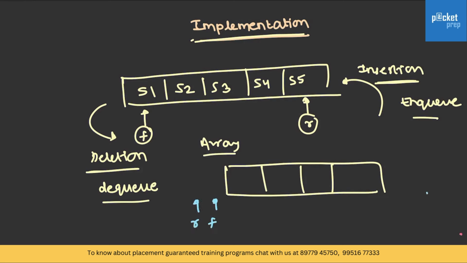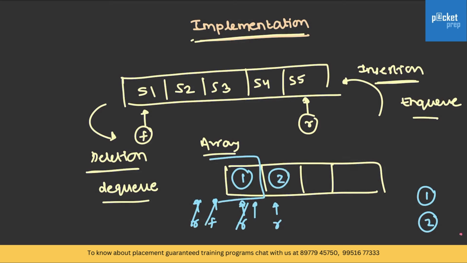When you want to insert, let's say 1, you increment the rear pointer and insert the element. Similarly, if you want to insert 2, again you increment the rear pointer and insert the element. Now, if I want to delete the first element, I'll take this element and then increment the front pointer. Now this will be out of scope. So deletion and insertion happen with the help of front and rear pointers, by incrementing and taking the value at the respective position of the array.